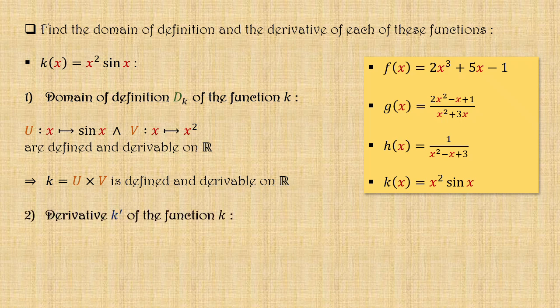Now, to calculate its derivative k'(x), we will apply the rule of the derivative of the product on the two functions u and v. Hence, k'(x) equals the derivative of x^2 times sin x plus x^2 times the derivative of sin x, which equals 2x sin x + x^2 cos x.